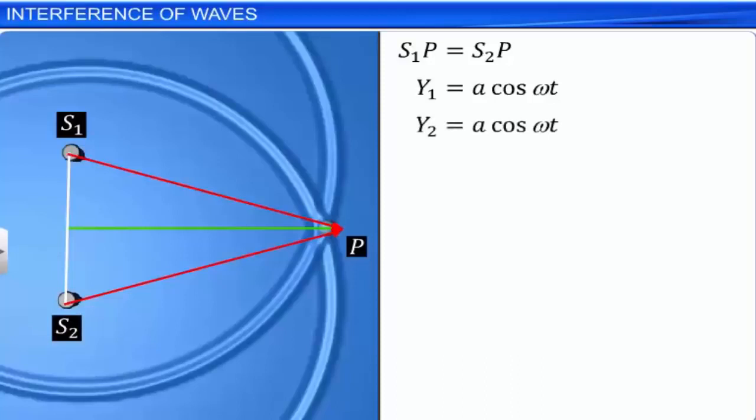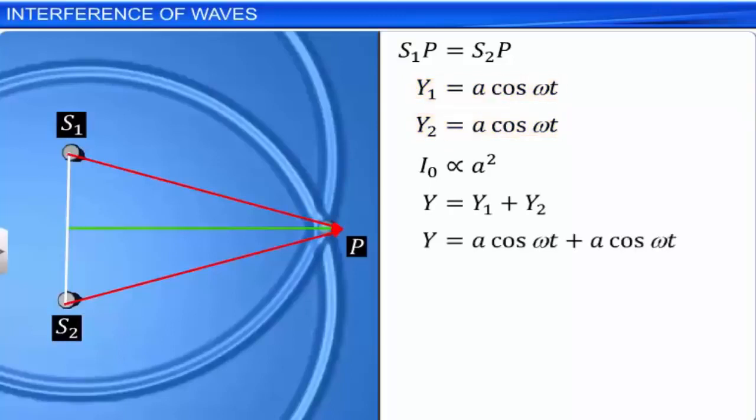We know that the intensity of a wave is proportional to the square of its amplitude. Therefore, if I0 is the intensity produced by each of the sources, then I0 is proportional to a squared. The resultant displacement at P, y, is equal to y1 plus y2. On substituting the values of y1 and y2, we get y = 2a cos omega t.